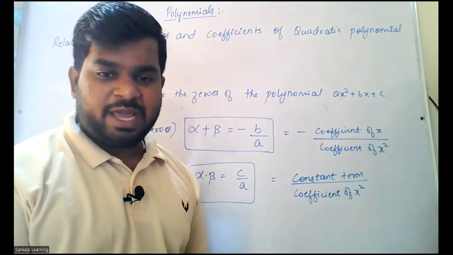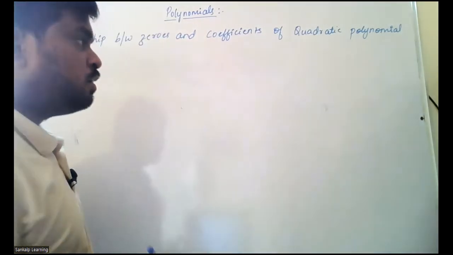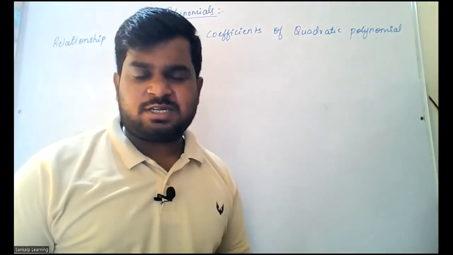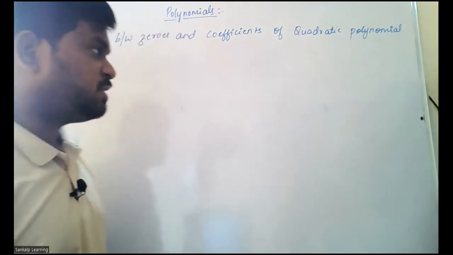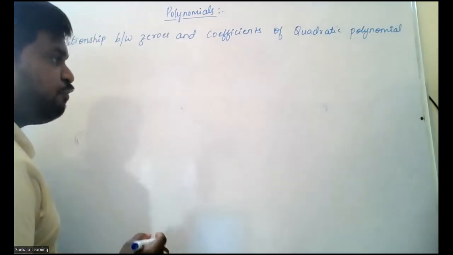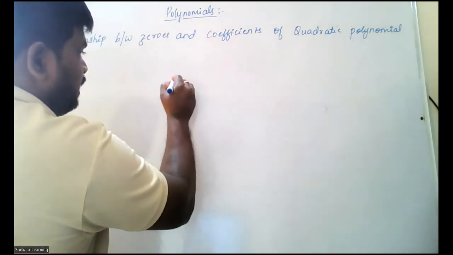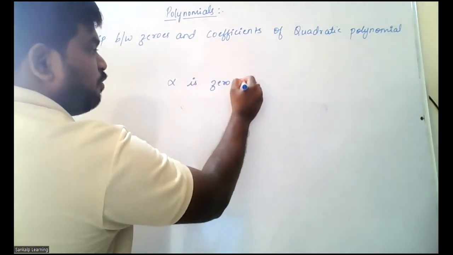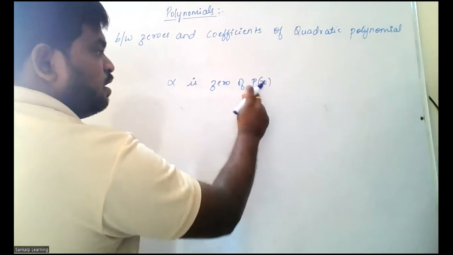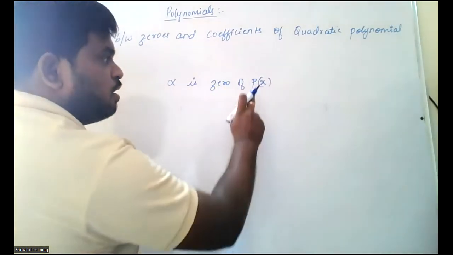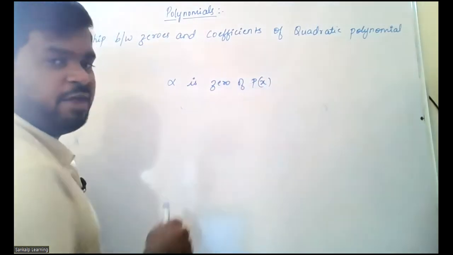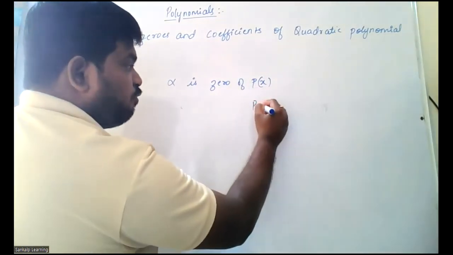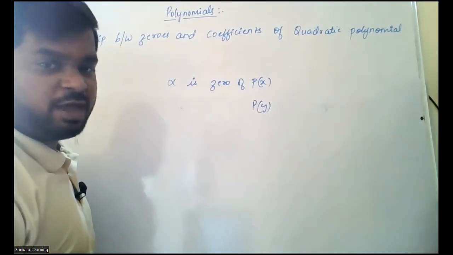Okay. Let me erase this. So let's understand how we got the formulas. The derivation is actually not required, but let's understand. Now, if you remember, p of x is a polynomial, meaning it is a polynomial in variable x. If I write p of y, then it means a polynomial in variable y.